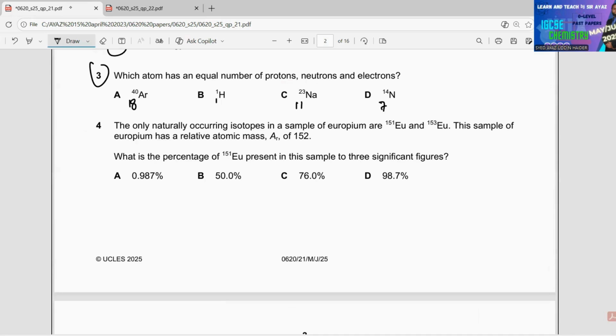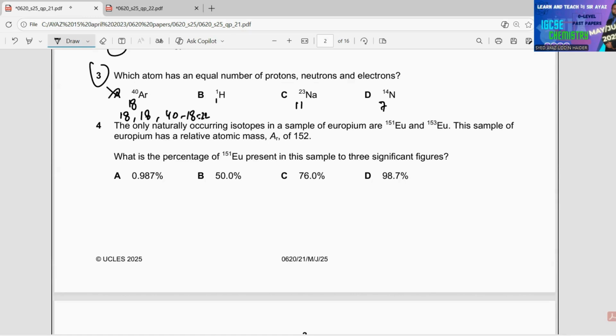If you want to find the number of protons, neutrons, and electrons, the number of protons you can get by looking at the atomic number, the proton number, as well as electrons. So for argon, it's 18. Electrons, also 18. What about neutrons? In order to find the neutrons, you need to subtract 18 from 40. You will get 22. This is incorrect.